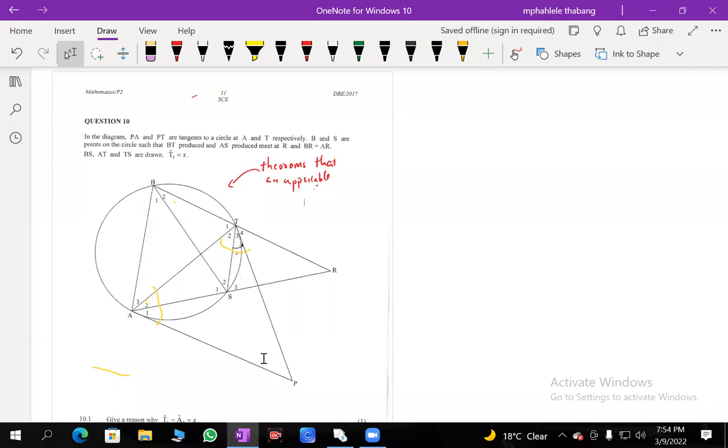Oh, so you are just applying the theorems that are applicable, right? You are looking at the possible theorems that we can apply. Remember, we are not answering the question. We have not yet started answering the question. Let's look at angle A3.